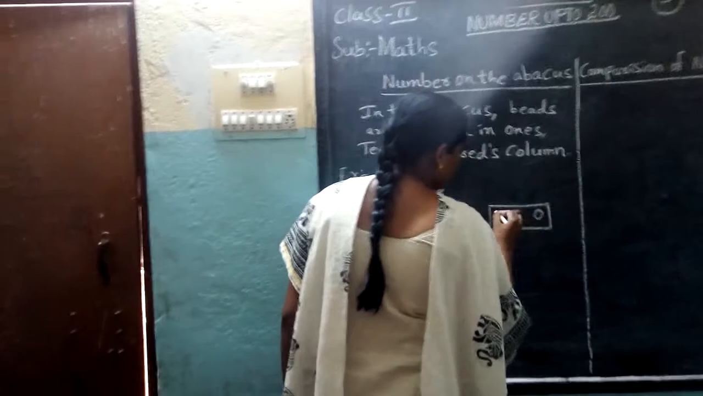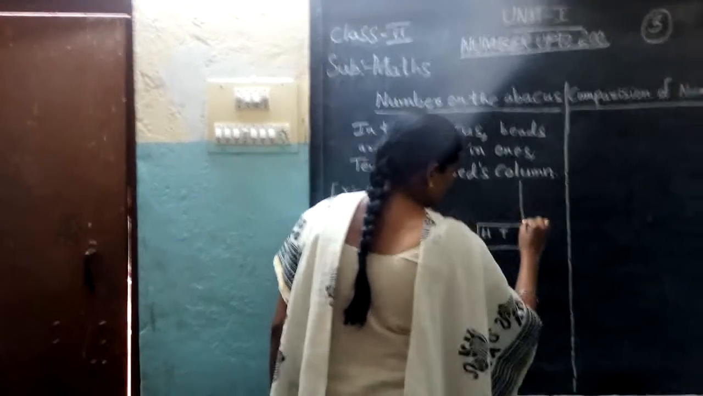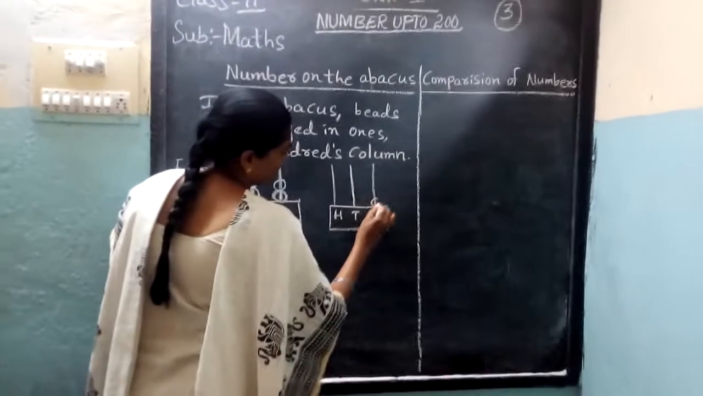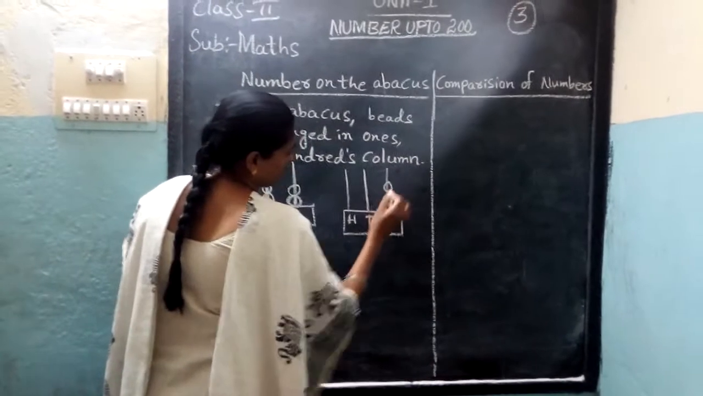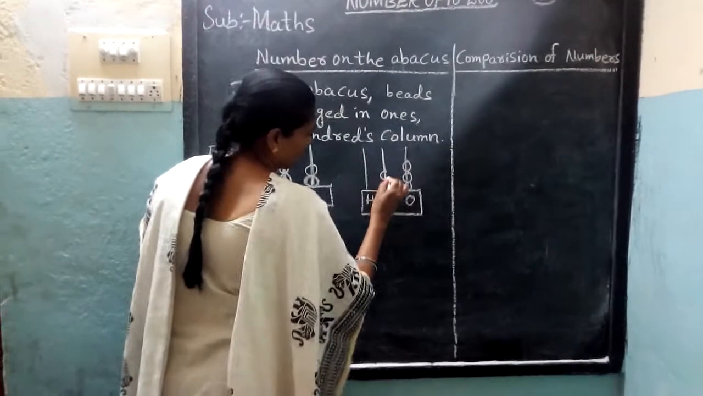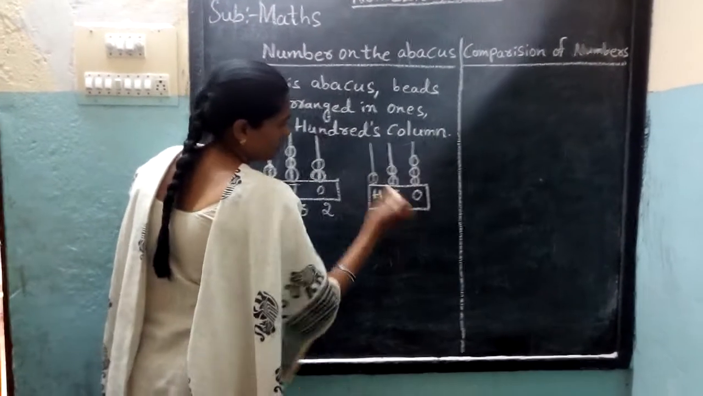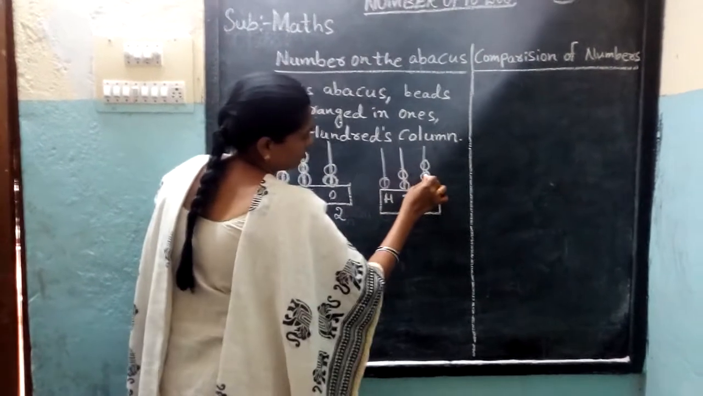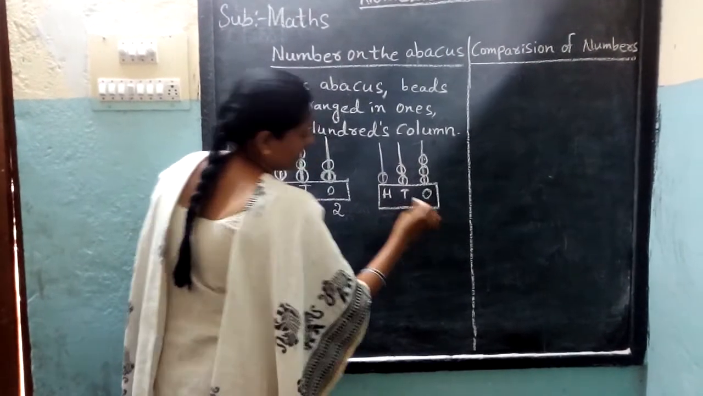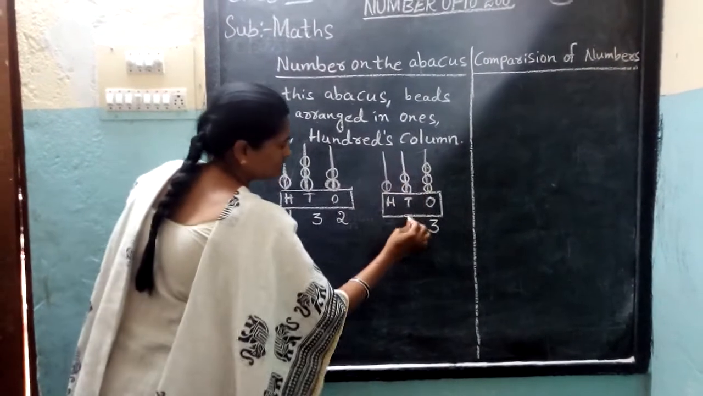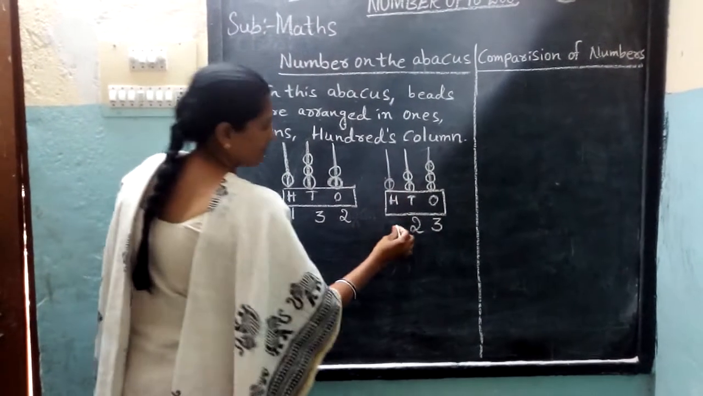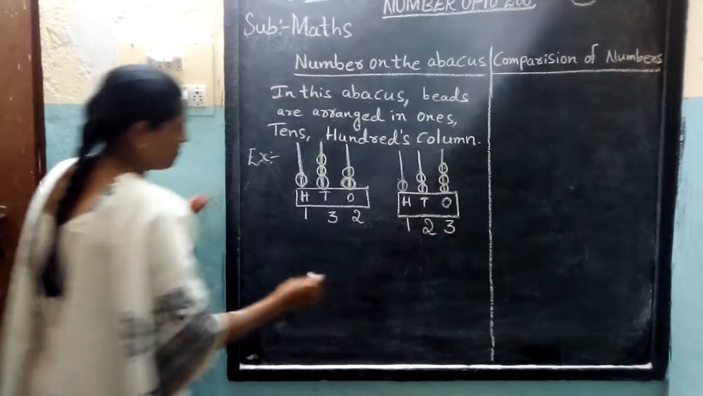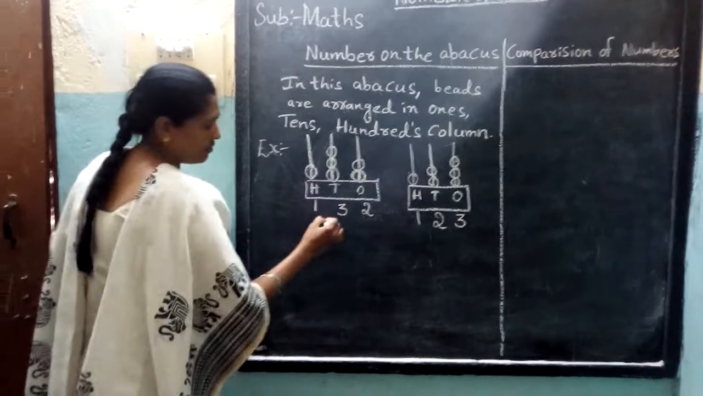Ones, tens, hundreds. In the ones column, how many beads? 1, 2, 3. In the tens column, 1, 2. In the hundreds column, 1. Total number, what did it become? 123. Next, one more example.